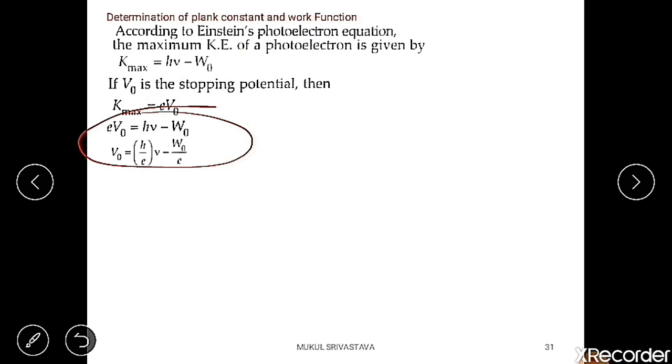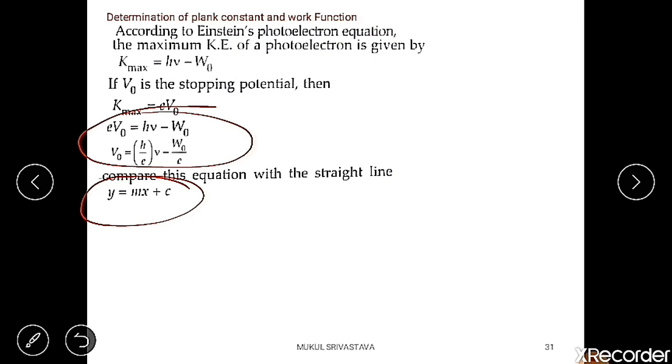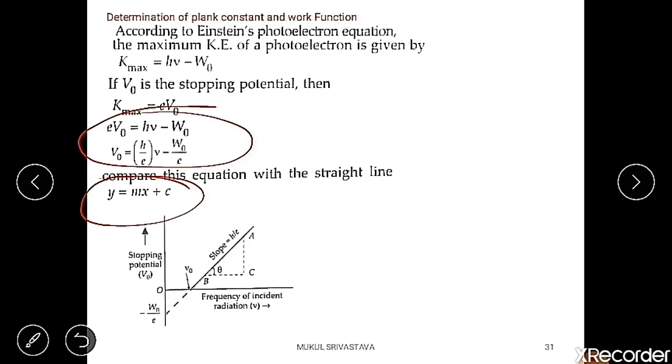Now if we compare this equation with the equation of a straight line, this one, y equals mx plus c, we can plot a graph between this V naught and nu. We get a straight line here. Now we need to find out the slope of this line here. Suppose the slope of this line is theta.